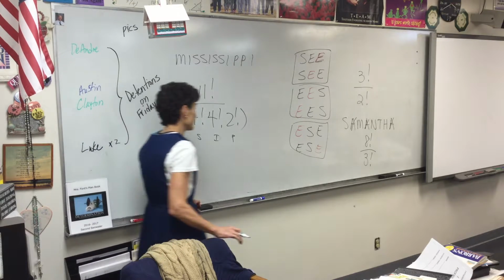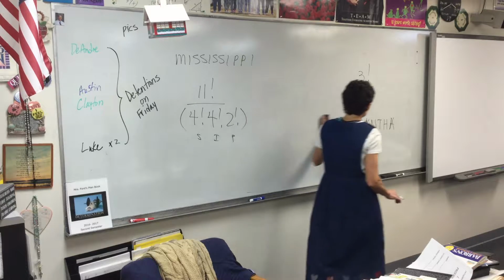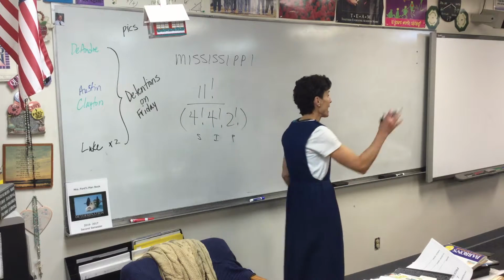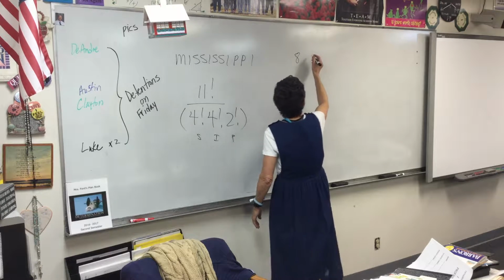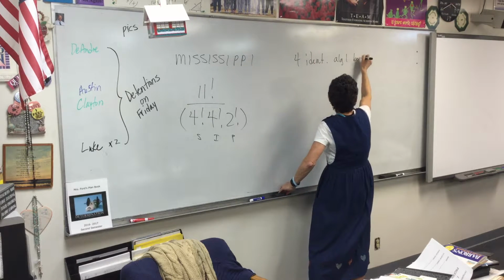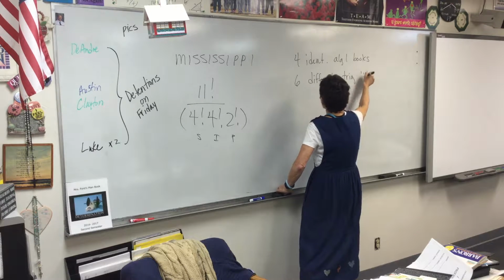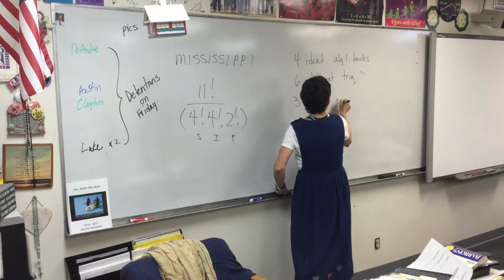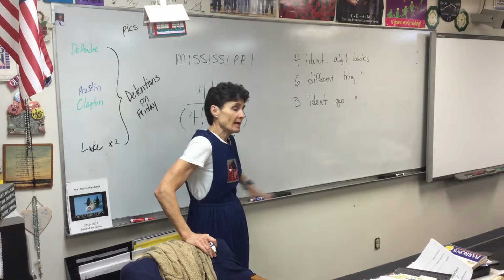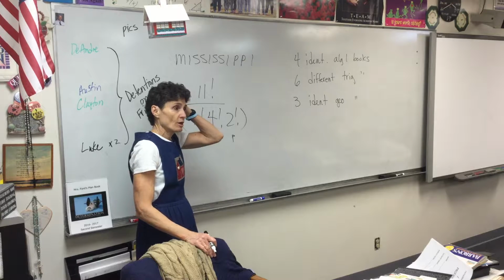So another example, let's not do letters, because I want you to understand that you do this anytime you have duplicate books. So let's suppose that I have, in the math office, let's say, I have 4 identical Algebra 1 books, and I have 6 different trigonometry books, and I have 3 identical geometry books. Okay, so I've got this pile of books in the math office, and I need to put them on a shelf. So I'm just going to line them up on the shelf. How many ways can I arrange these books on a shelf?